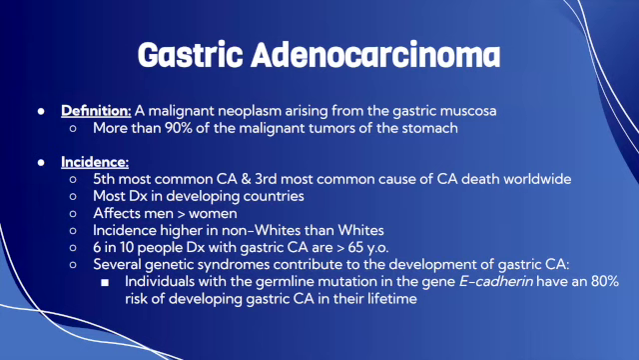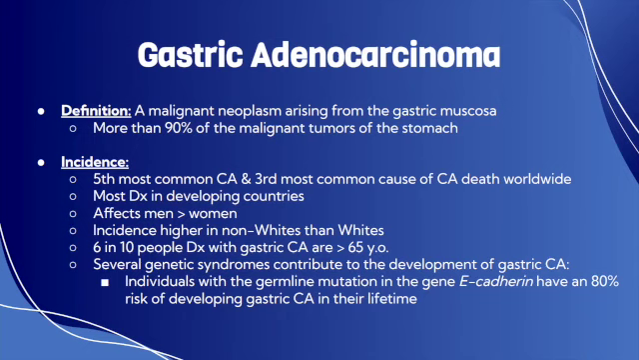Most are diagnosed in developing countries. It affects men more than women. Incidence is higher in non-whites than whites. 6 in 10 people diagnosed with gastric cancer are older than 65 years old. And there are several genetic syndromes that contribute to the development of gastric cancer. Individuals with the germline mutation in the gene E-cadherin have an 80% risk of developing gastric cancer in their lifetime.